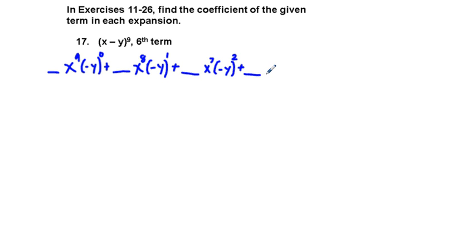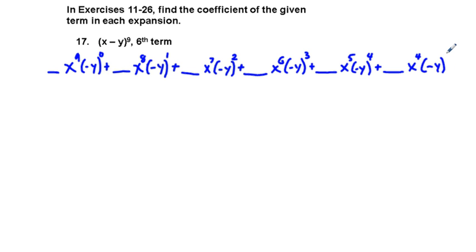The fourth term is some coefficient, we have x to the 6th, and we have this negative y to the 3rd power. Then our fifth term is some coefficient, we have x to the 5th, and this negative y to the 4th power. And then our sixth term, which is what we're looking for, we have some coefficient times x to the 4th, and we have this negative y to the 5th power.